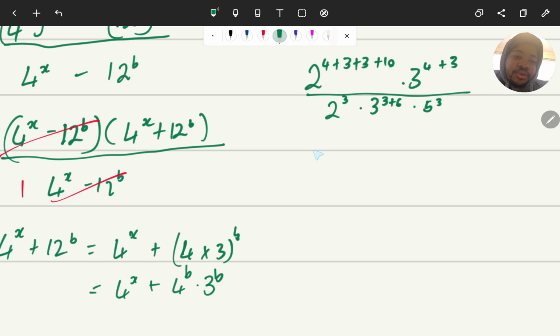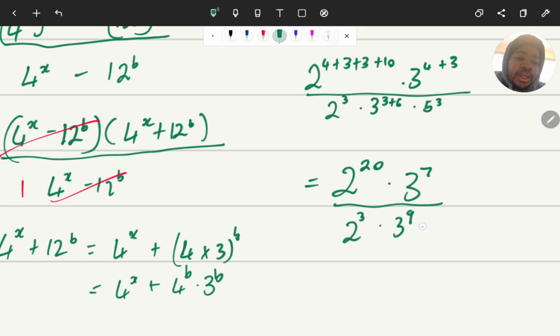Cool. So from here on, then I have 2 to the power of, this is 10, 20, that is 20, that is 7, that is 2 to the 3 times 3 to the 9 times 5 to the 3. Then I have 20 minus 3, then I have 3 to the power of 7 minus 9.